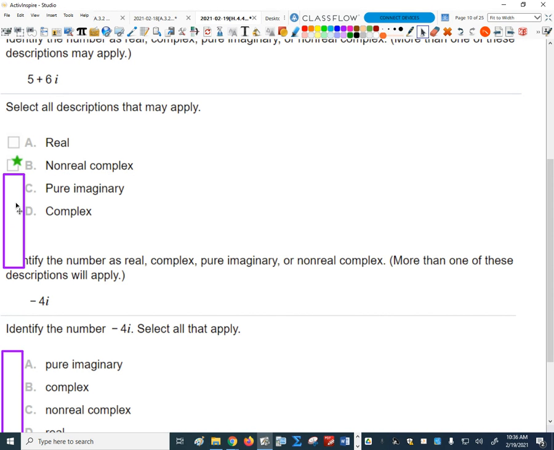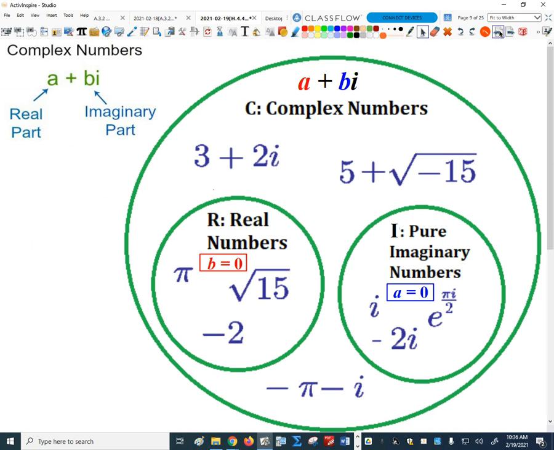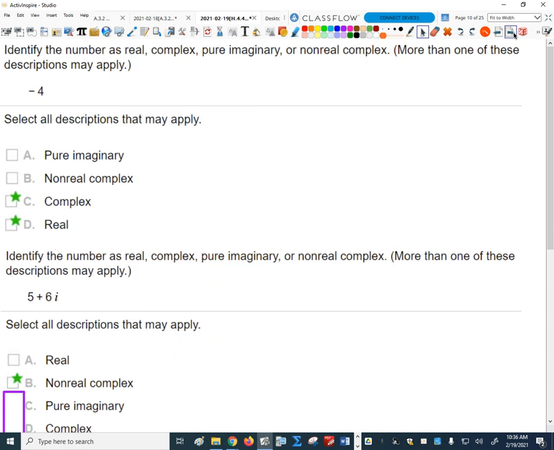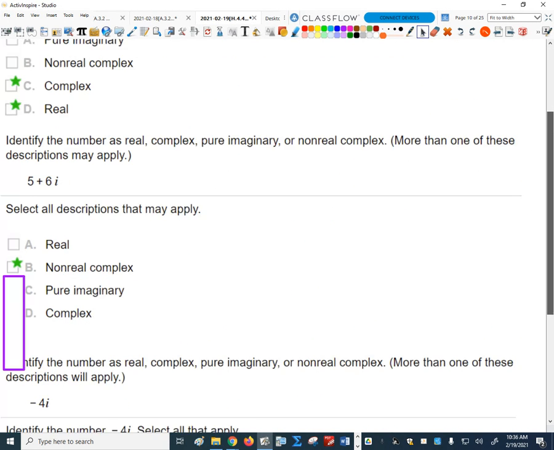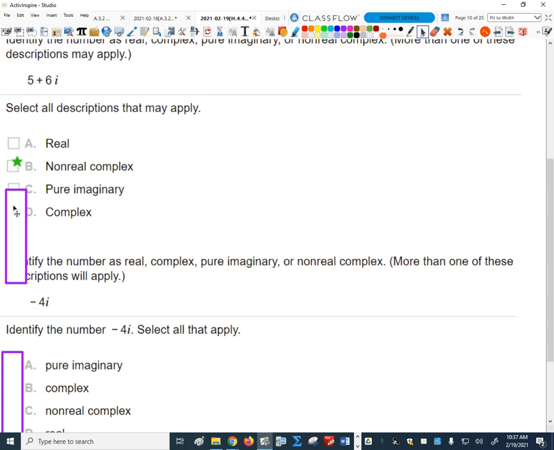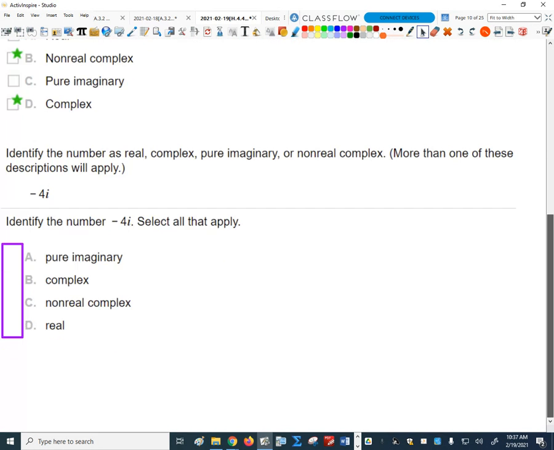Is it pure imaginary? Thumbs up or thumbs down? Good. Thumbs down, right? Because it has a real part, doesn't it? Remember that a pure imaginary number has no real part. a would be equal to 0, right? So not a pure imaginary. Is it complex? Yeah, everything's complex. All numbers are complex numbers.